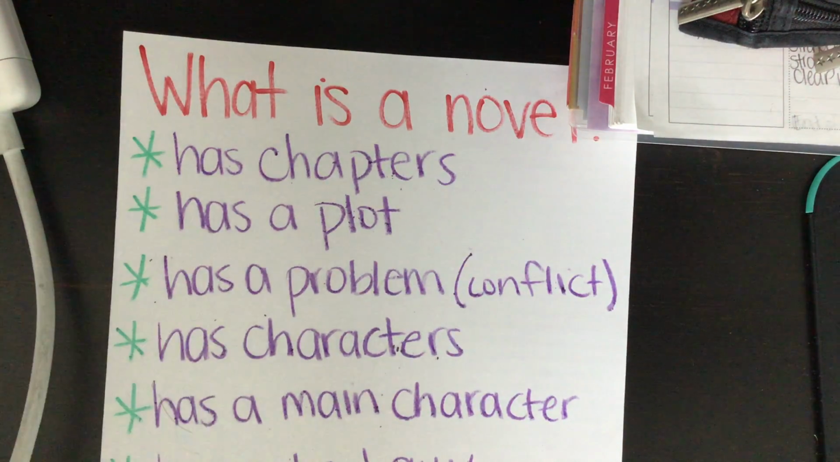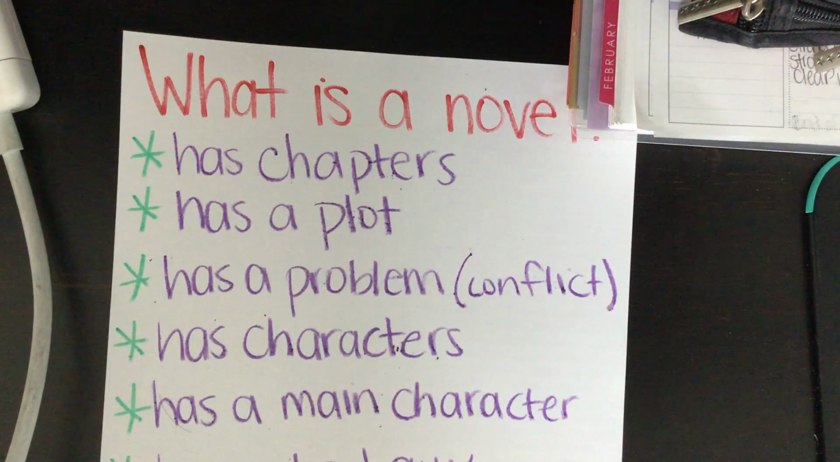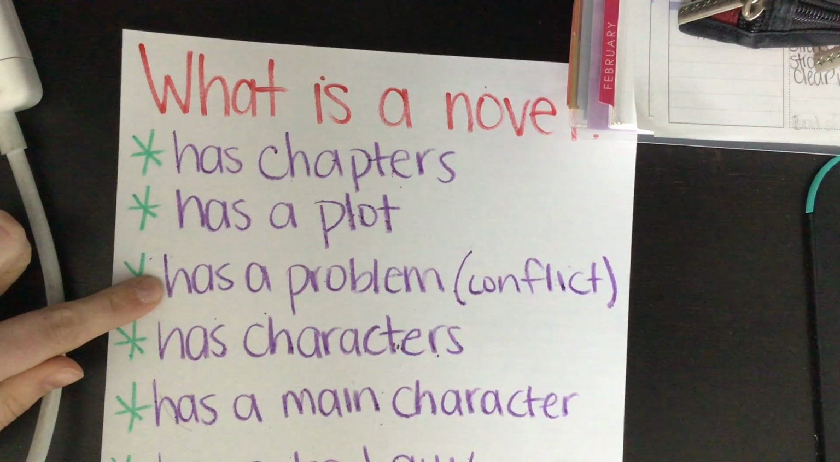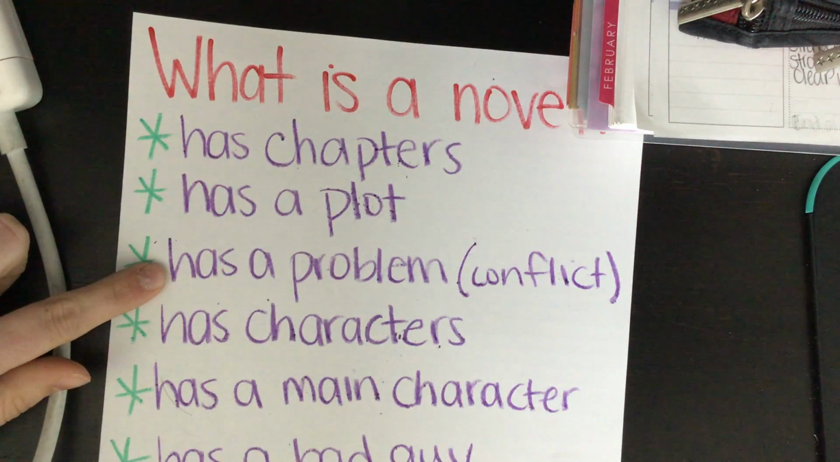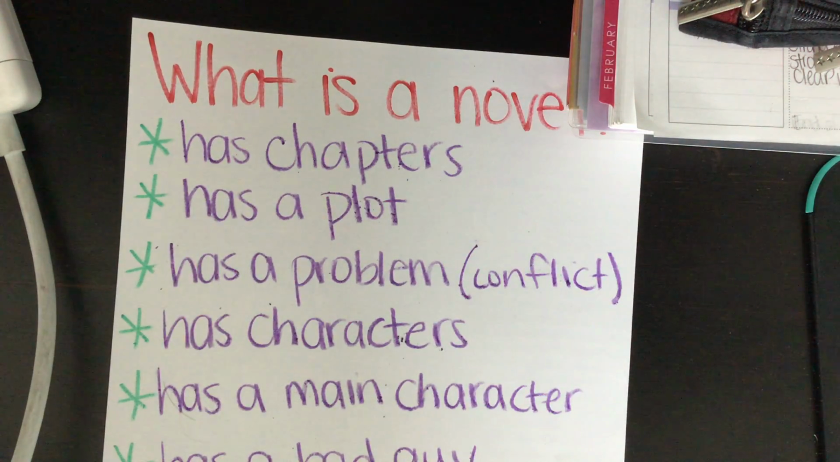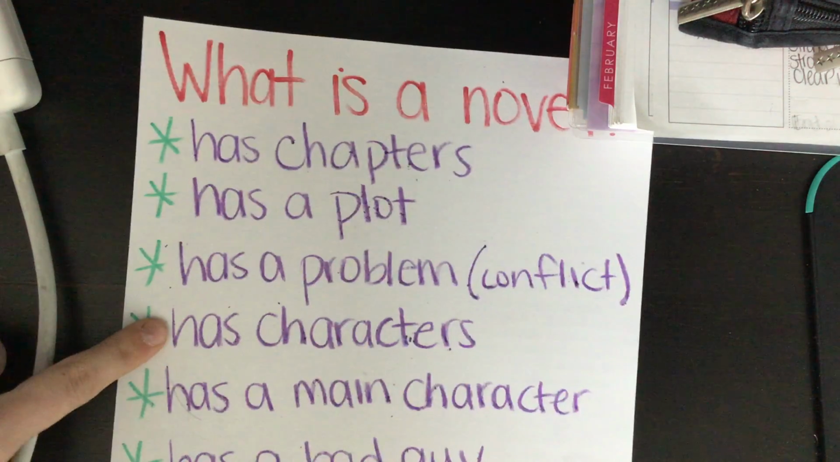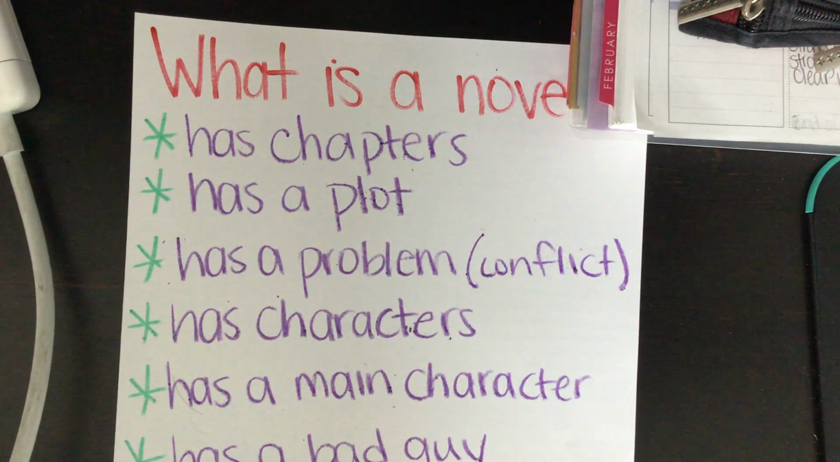Another thing is it has a plot, so it has a story. This story starts out by introducing characters, introducing the setting, what's going on, and then slowly over time, a problem comes into play. And remember, that's our conflict. With this conflict, our characters, which again, novels have characters, have to figure out how to solve the problem or how to go about fixing it.